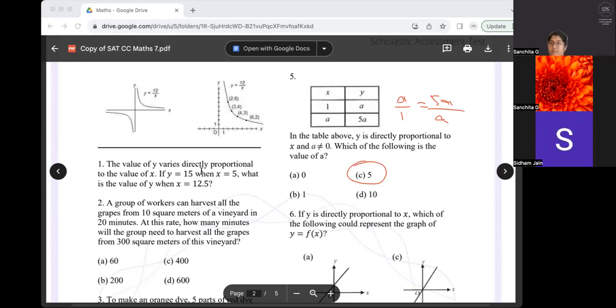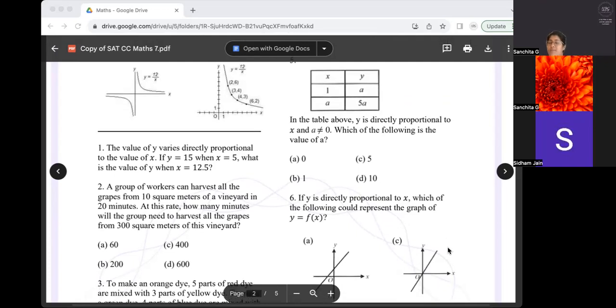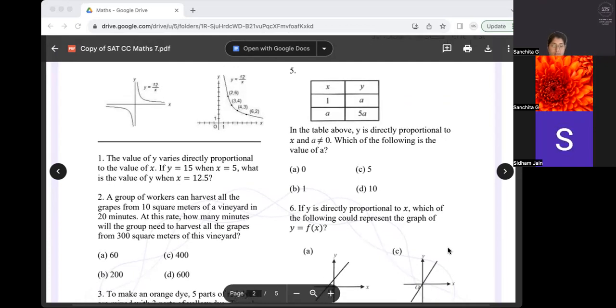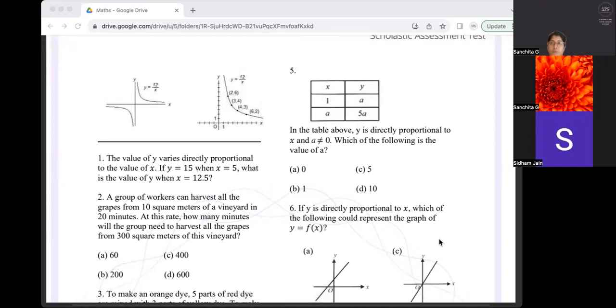Clear? A is equal to 5. A will cancel out, 1a will cancel out, and the other a is equal to 5. Easy? All these are not difficult questions at all. It may look tricky, but it's super duper easy.